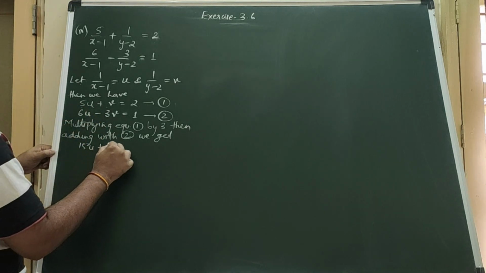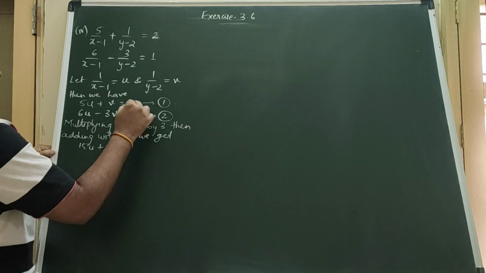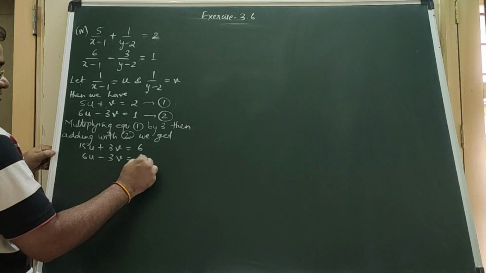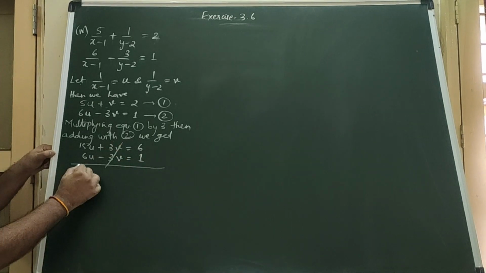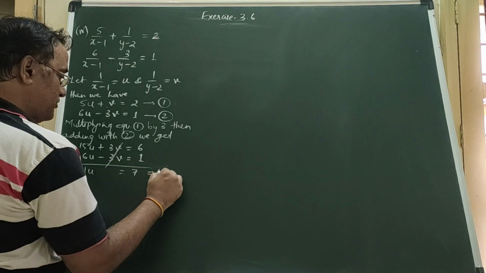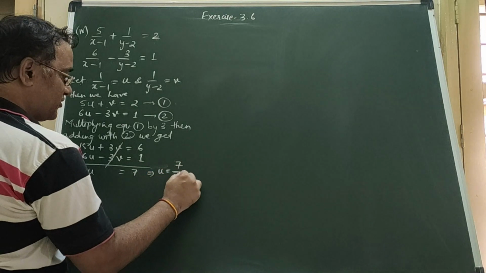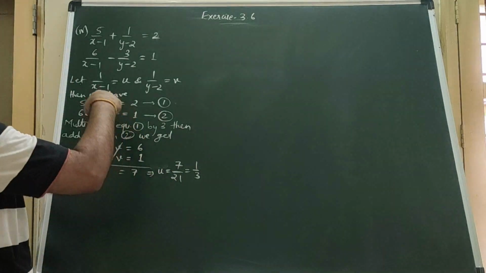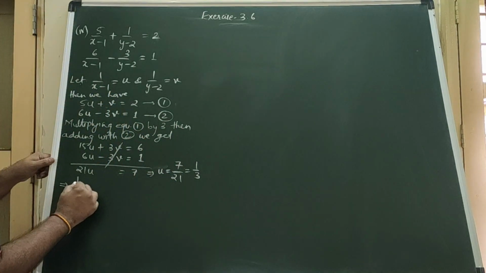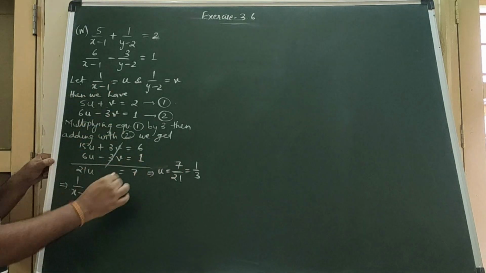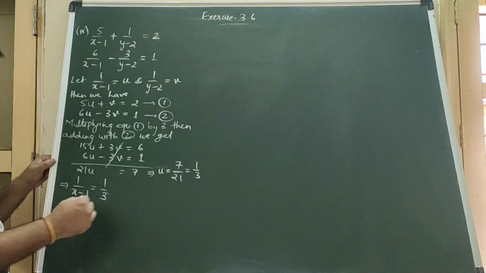15u plus 3v is equals to 6. 6u minus 3v is equals to 1. Add कर रहे हैं. 21u is equals to 7. So what we will get, u is equals to 7 upon 21 is 1 upon 3. Now what was u? u क्या था? 1 upon x minus 1. So 1 upon x minus 1 will be equals to 1 upon 3.